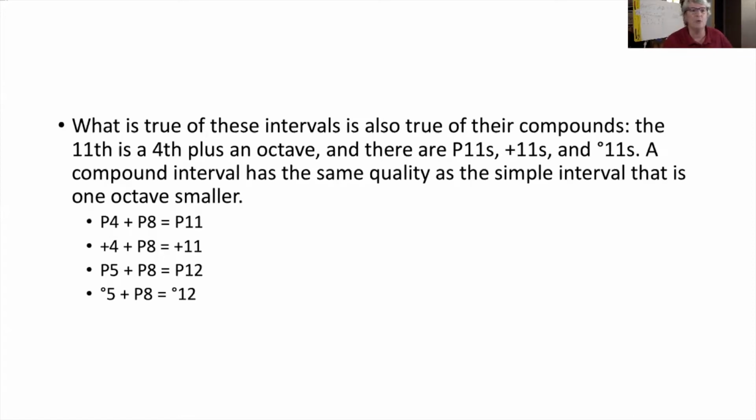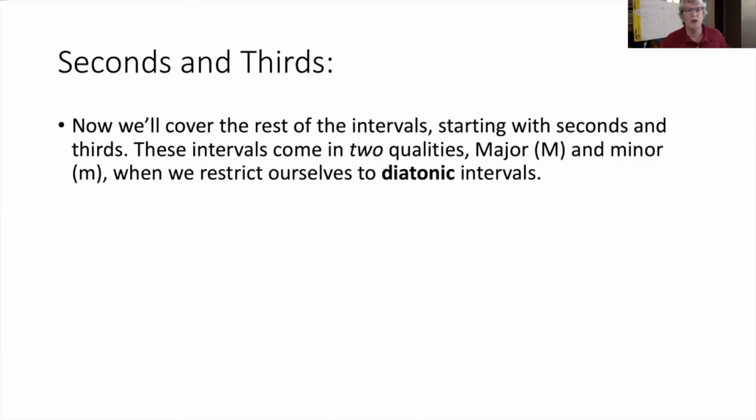And the 4 bullet points that are a little farther down on this slide show you that if you increase a perfect fourth by a perfect octave, you will have a perfect 11th. And if you increase an augmented fourth by an octave, you'll have an augmented 11th. And then a similar thing will happen with the 12ths. Now we'll cover the rest of the intervals, and we'll start in this lecture with the seconds and thirds.